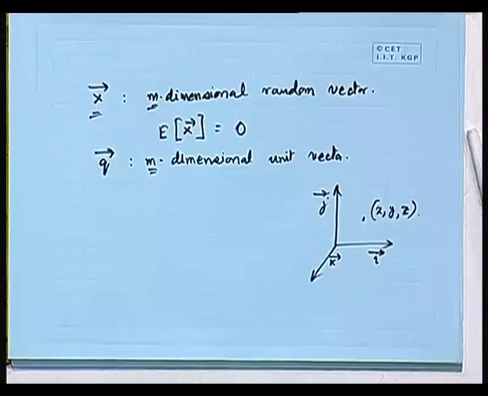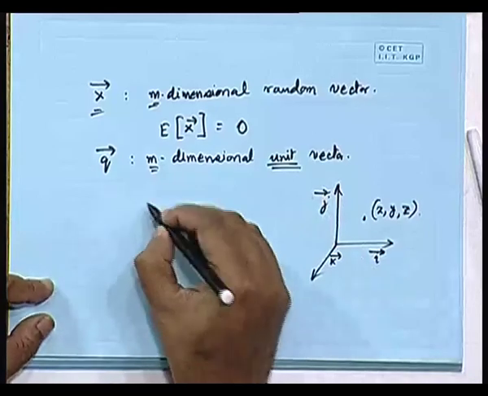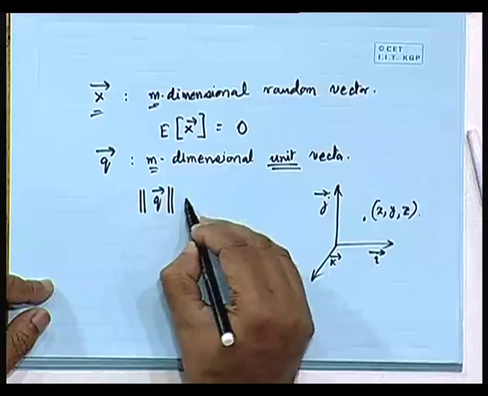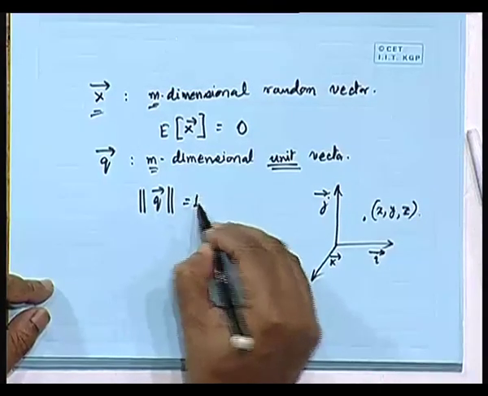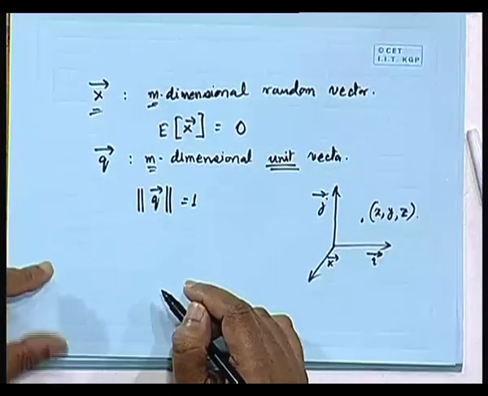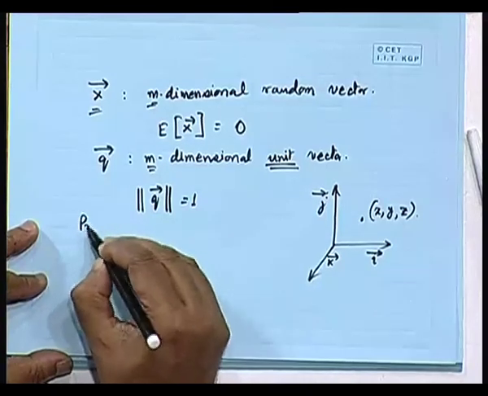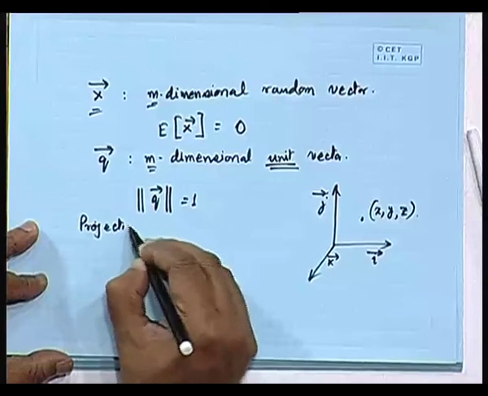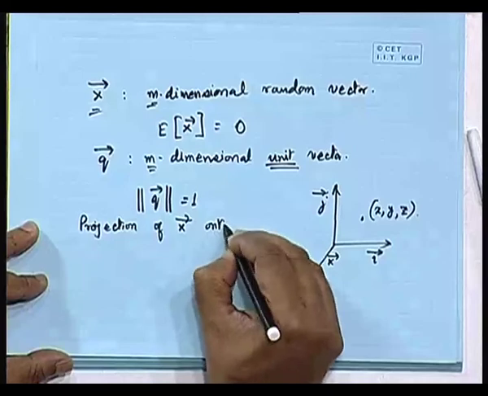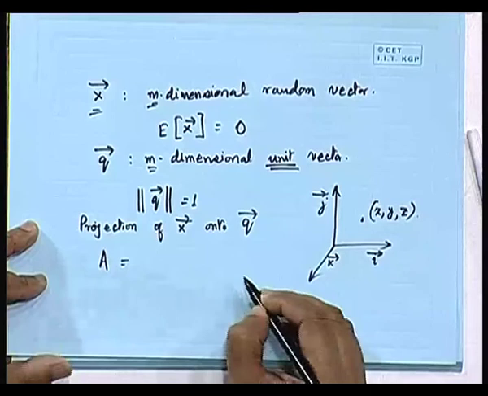Now, because it is a unit vector, one property that we must have is that the Euclidean norm of this q vector should be equal to 1. This is a unit vector. So, now what we can represent is the projection. When we consider the projection of the x vector onto q, if we are going to write that, let us say A is the projection, what will be the projection?